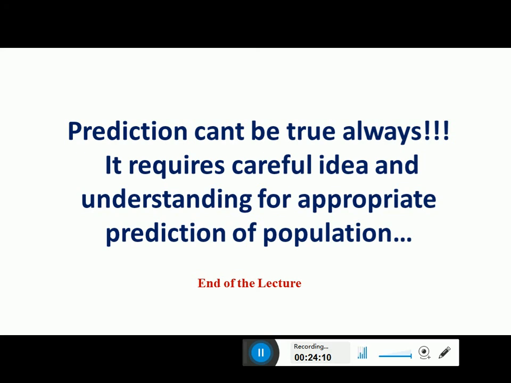From your examination point of view and also for your internal assessments, numerical problems will be asked on the various methods we have discussed in this session. In most of the previous question papers, I have seen numerical problems based on the arithmetic increase method, geometrical increase method, incremental increase method, and sometimes the logistic curve method. We shall try to solve one or two examples so that you will come to know how the population can be predicted.